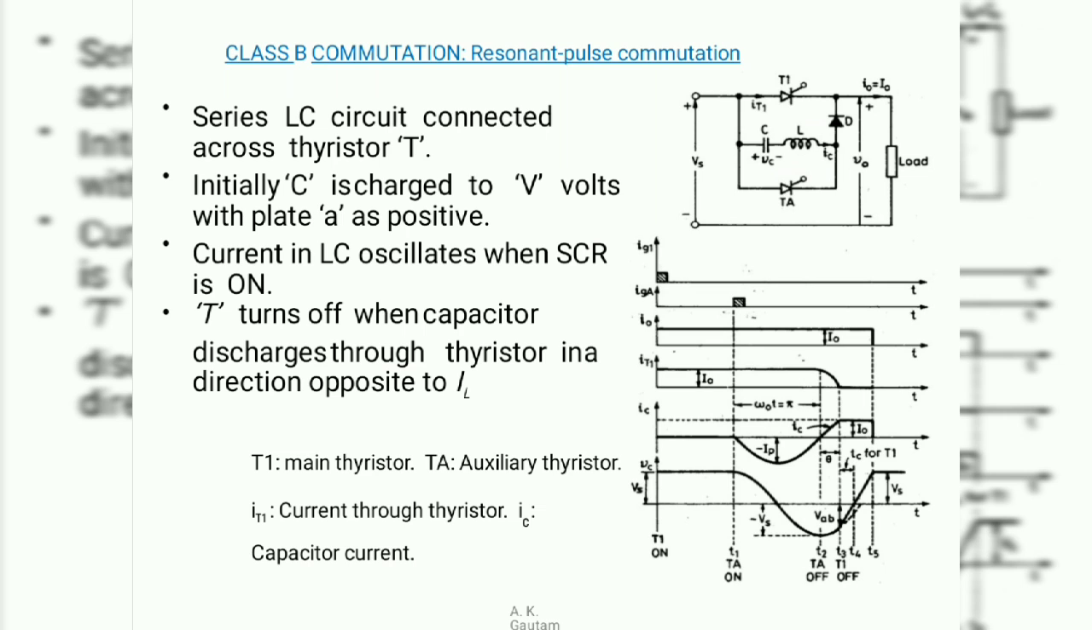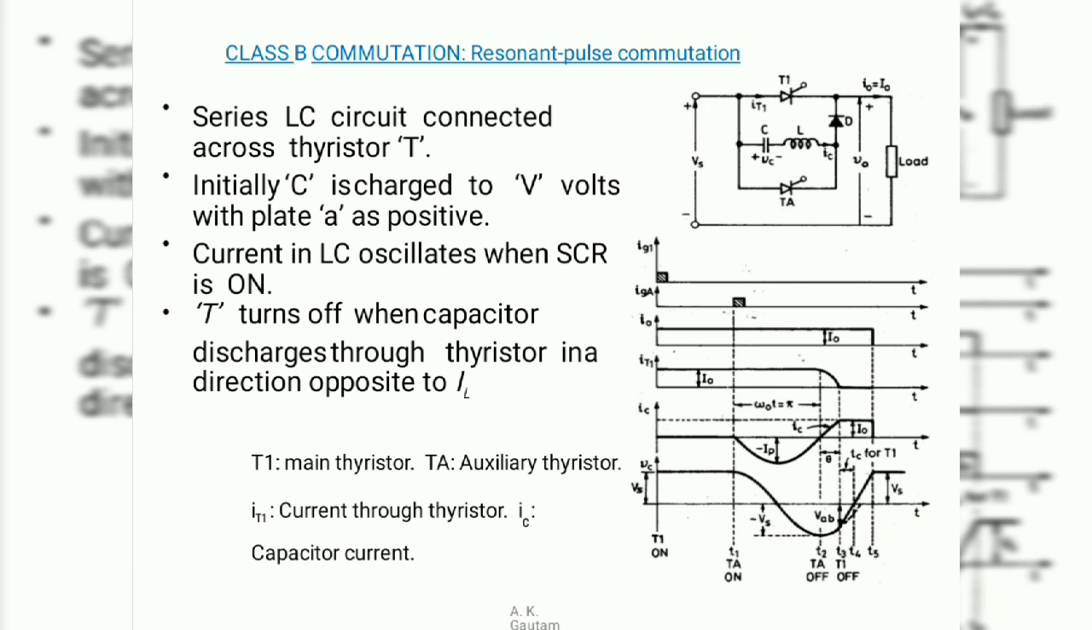The LC circuit oscillates, and L and C store some amount of charge while the SCR starts conducting. The thyristor T1 turns off when the capacitor discharges through the thyristor in a direction opposite to the IL current. Then the SCR turns off. Resonant means the L and C components resonate, charging and discharging. These are the waveforms you can observe here.